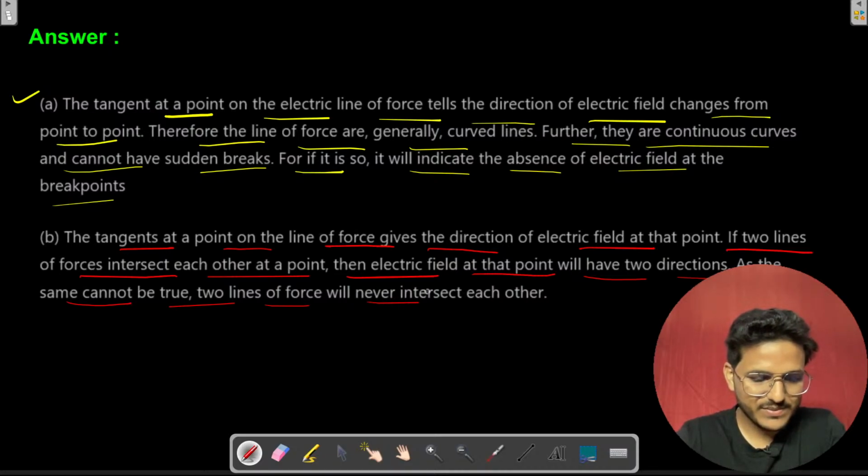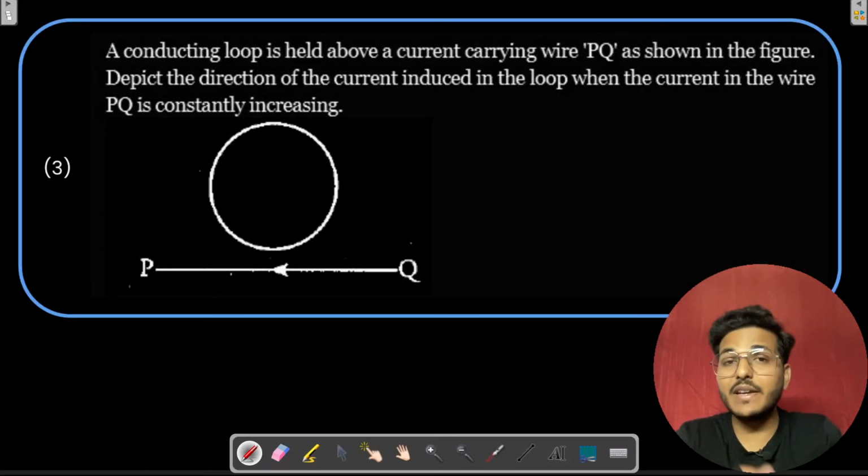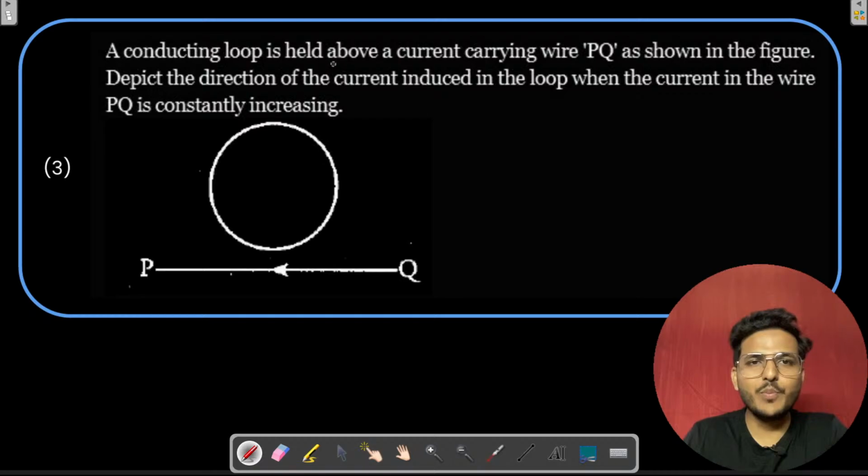Okay. Now, moving to the third question. This is another very important question. A conducting loop is held above a current carrying wire PQ as shown in the figure. PQ is a current carrying conductor and the direction of current is from Q to P. Depict the direction of current induced in the loop when the current in the wire PQ is continuously increasing.